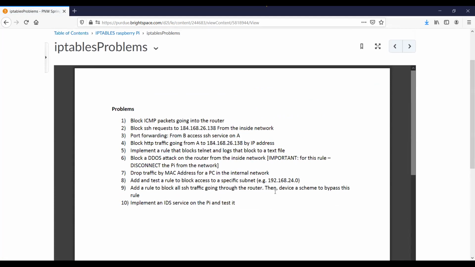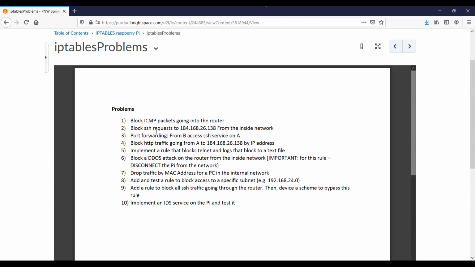For instance, number one: block ICMP packets going into the router. What that says is that they're not going through the router. They're not initiating from the router and going out. They are literally going into the router. What is the chain for this one? It is INPUT. Input is the chain.